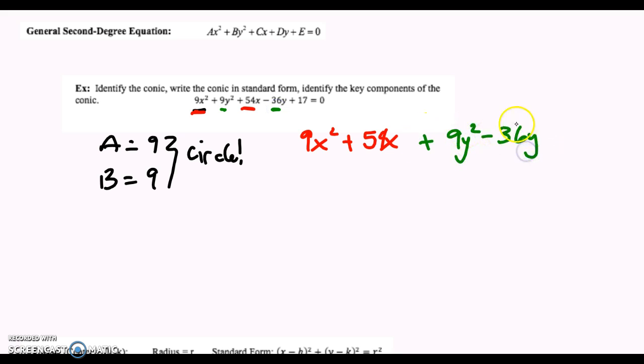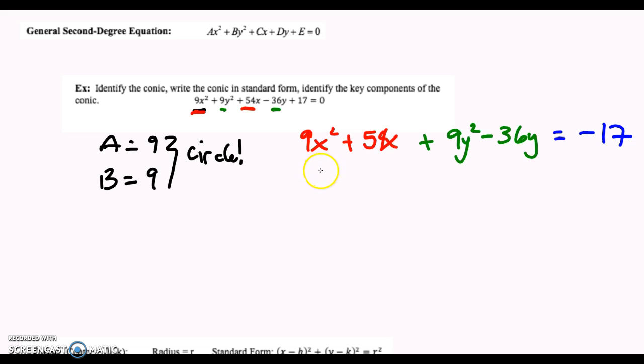So what I'm going to do is take these terms in red and put them together. I'm going to take these terms in green, and put those together. And on that other side of the equation, I'm going to move the numbers that are not x and y. So again, I grouped the x's together, I grouped the y's together, and I moved everything that wasn't an x or y over to the other side of the equation.